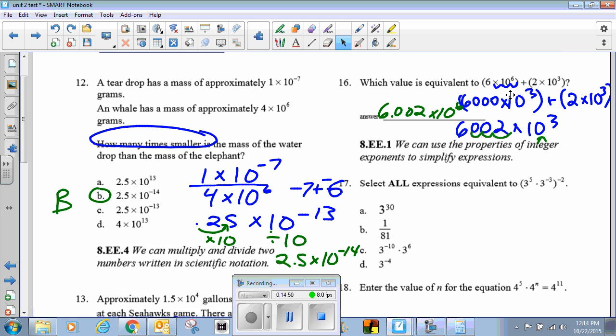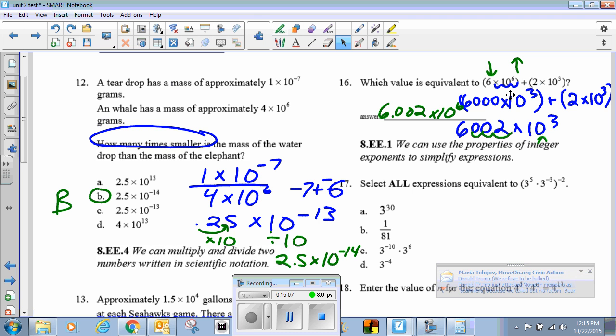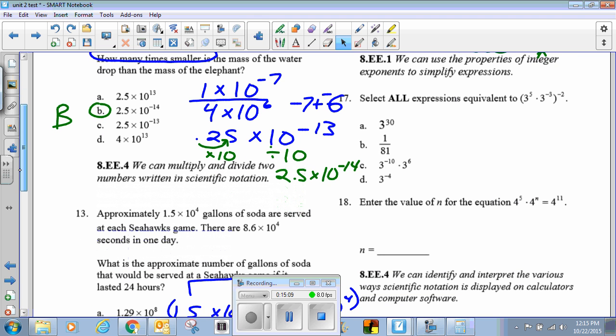That's the one that requires... It's not necessarily hard. It's just understanding that if you make one part of the scientific notation positive, one has to go the other direction, or vice versa, and that many places, or that many tens, multiplying or dividing. Okay? Number 17. This one.